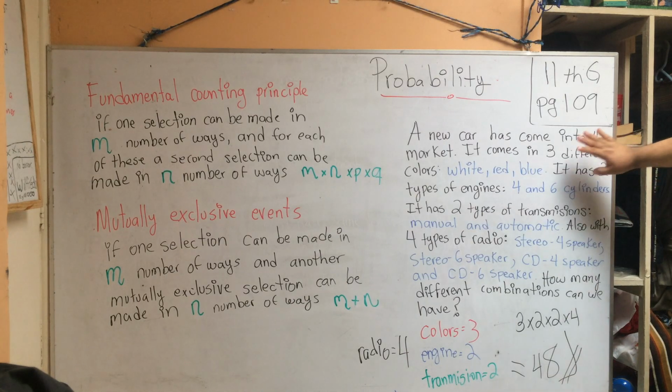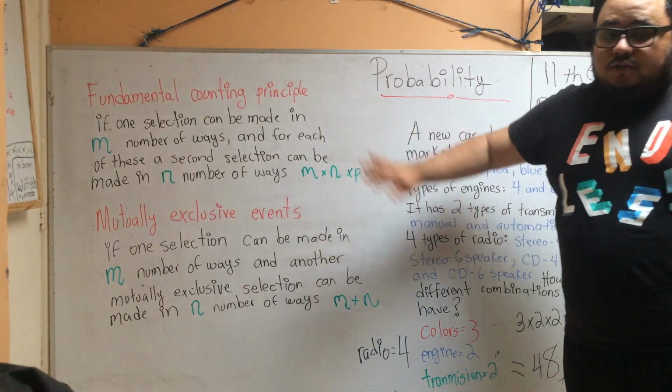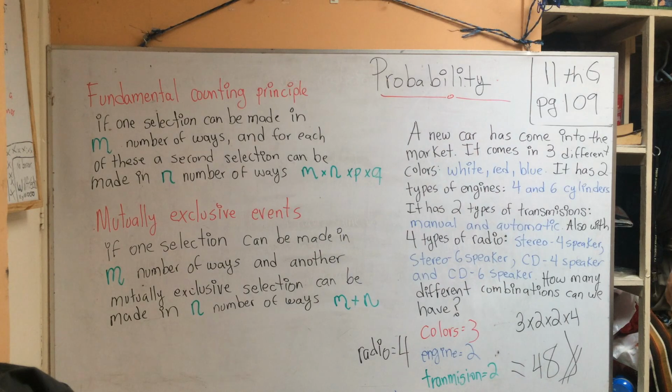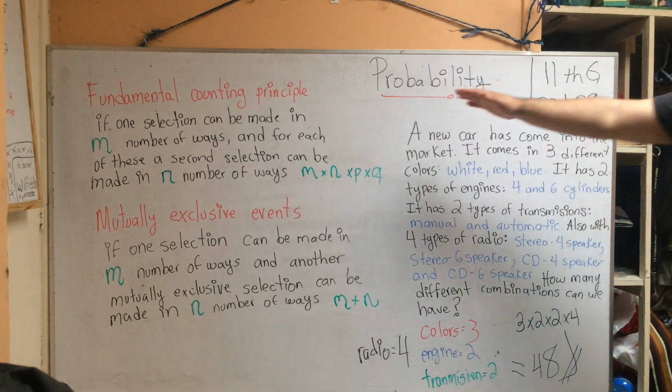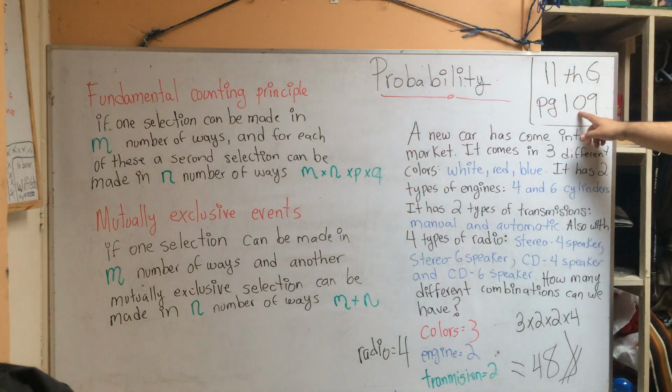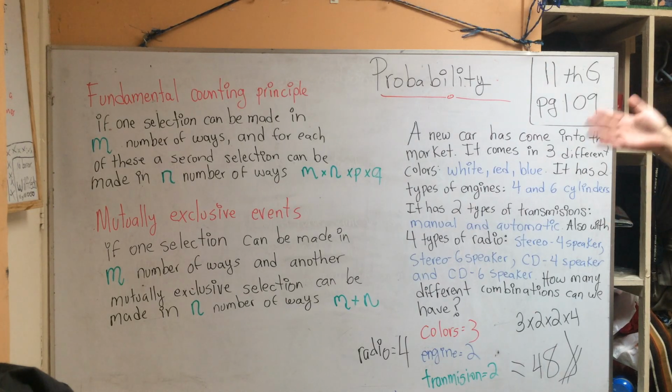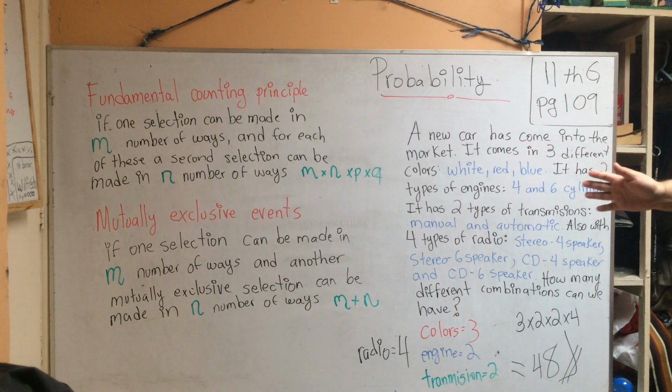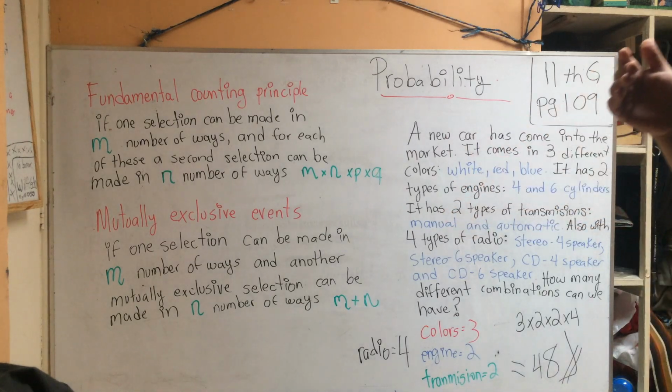So this is an example of the fundamental counting principle. Make sure to check out these definitions. We have an exercise on page 109 if you want to go ahead and solve it. Also, you'll have a link on the second video for this lesson. In the next lesson, we're going to work only on exercises, and you will have some exercises to solve for yourselves. Make sure to check them out, and if you have any questions, please let me know.